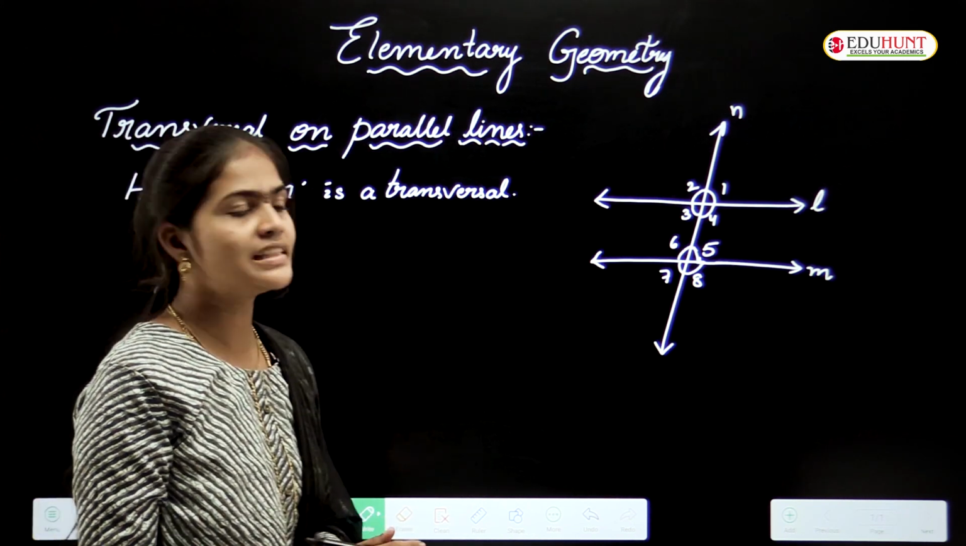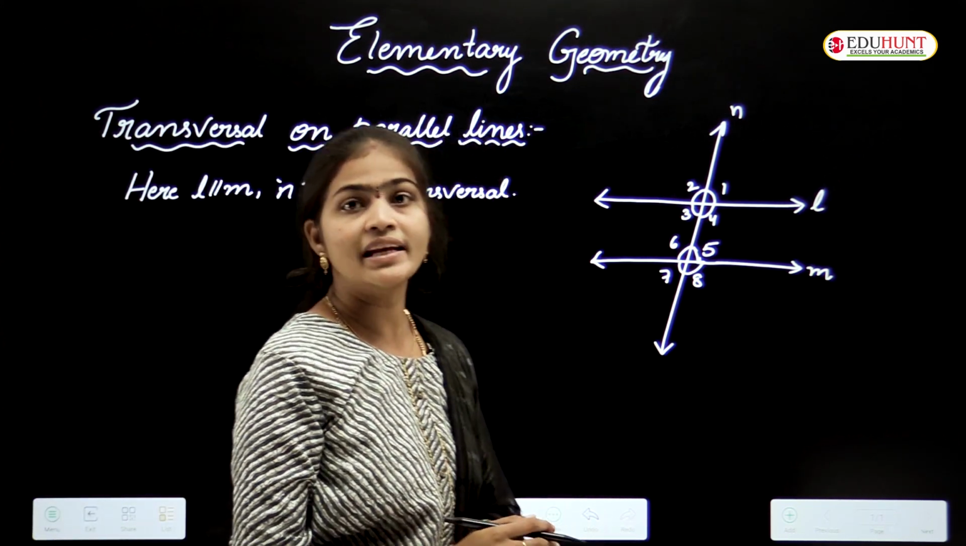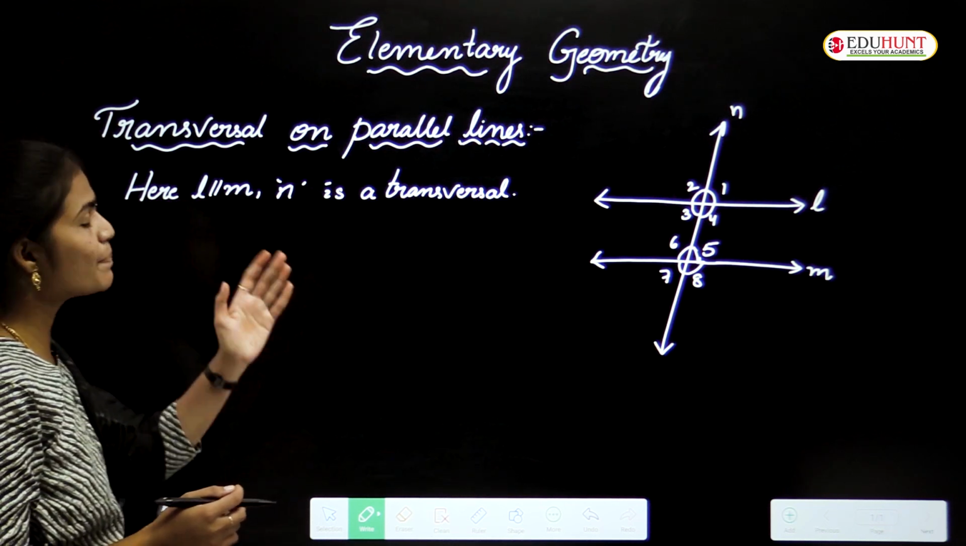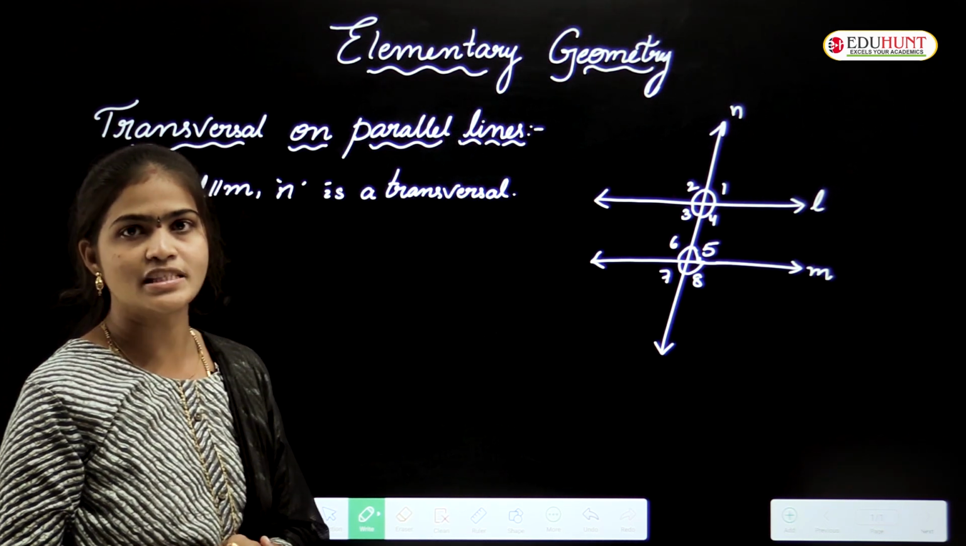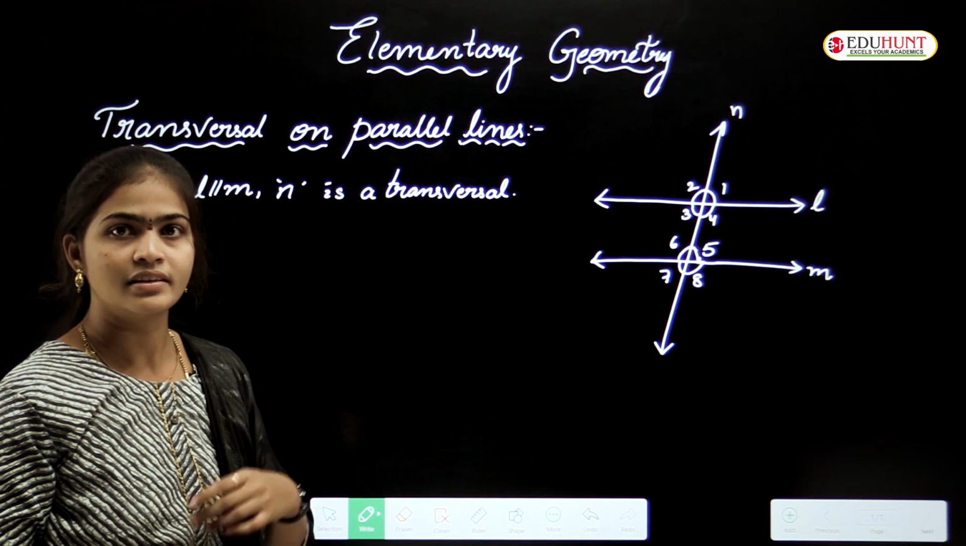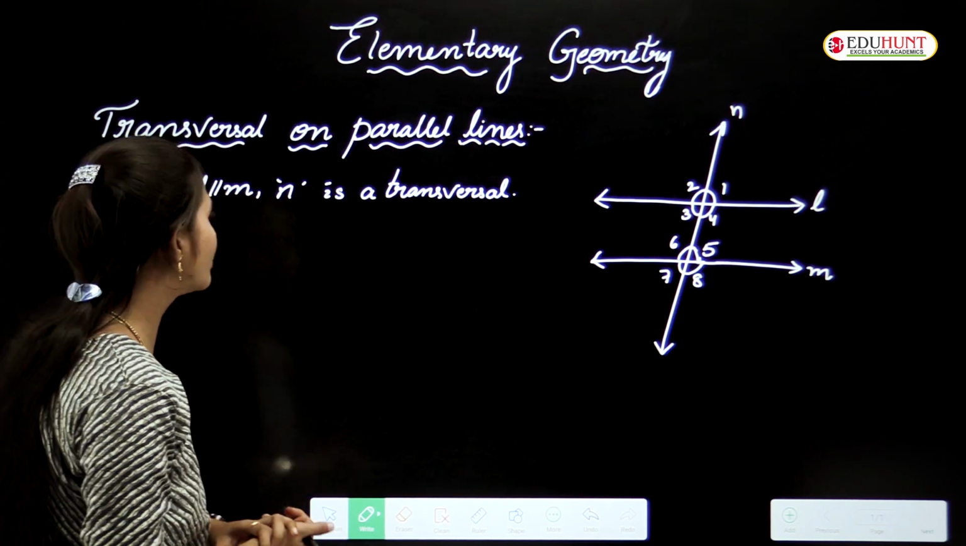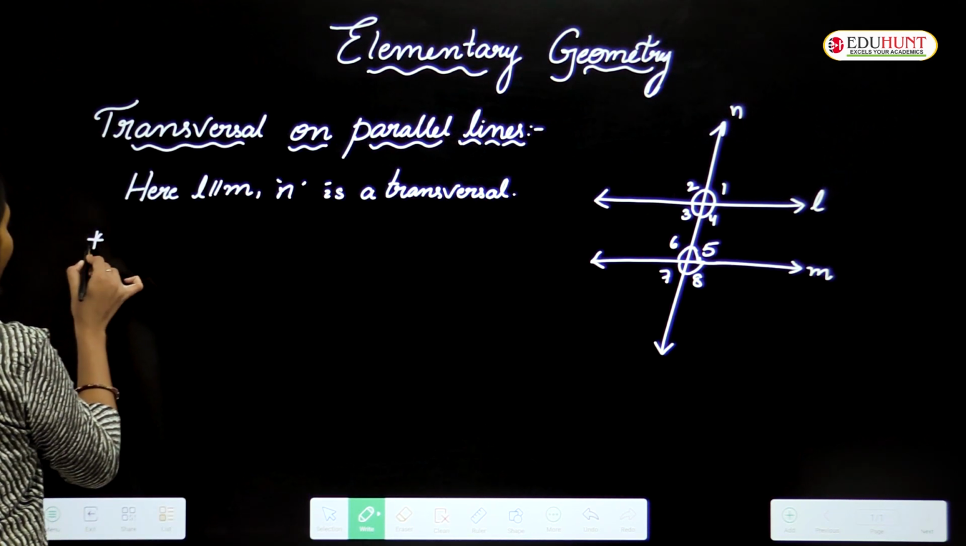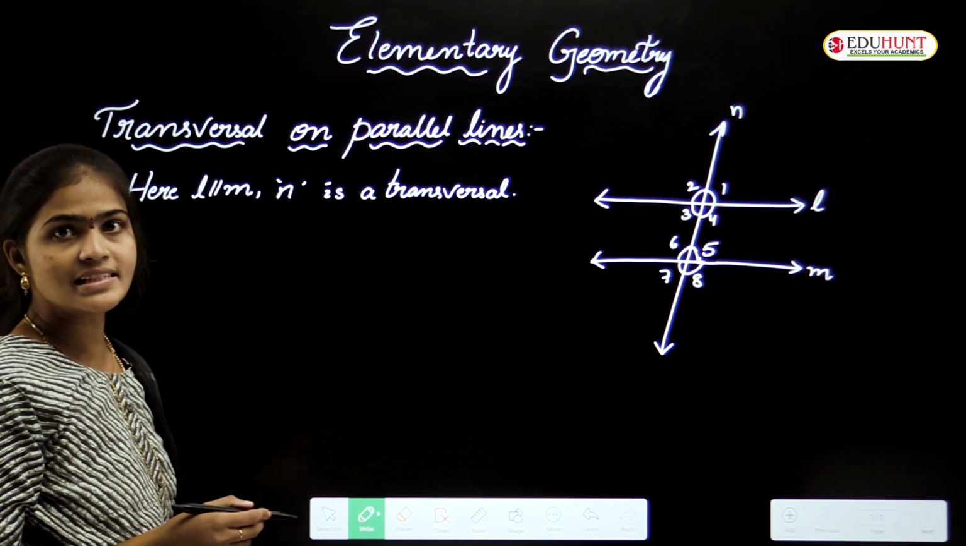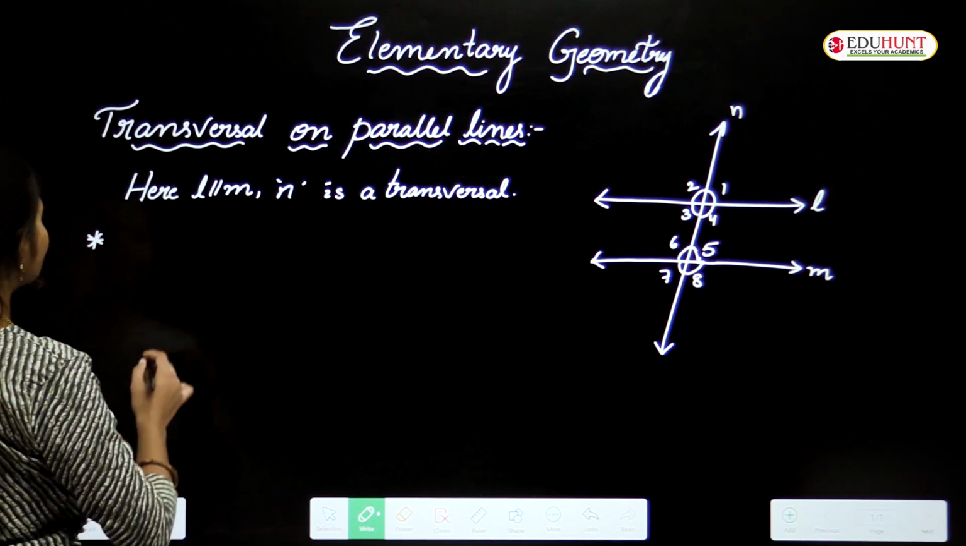Here is another condition. Again a diagram is given, and they are saying that L is parallel to M and N is a transversal. We already discussed corresponding angles. Now we are going to discuss alternate angles, alternate interior angles and alternate exterior angles.